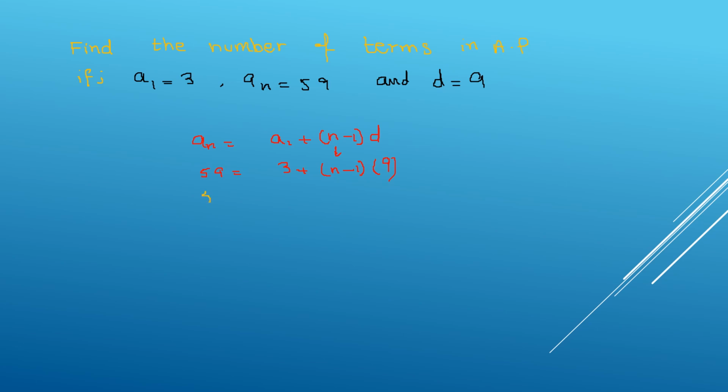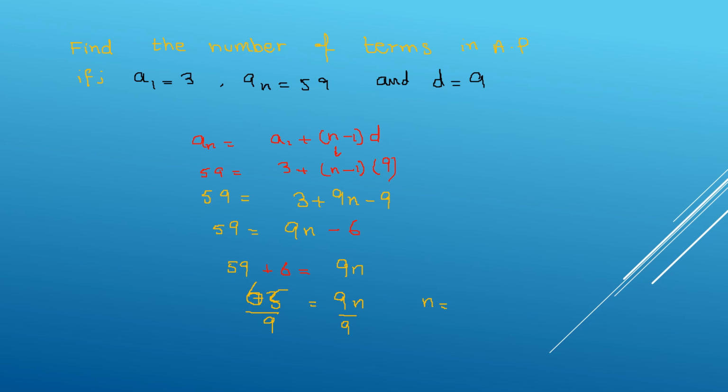You can see that 59 equals 3 plus 9n minus 9. So that makes 59 equals 9n minus 6. So we get 59 plus 6, which makes it 9n. Can we add them? 9 plus 6 is... sorry, 59 plus 6 is 65, which equals 9n. Just dividing by 9 on both sides, we get n.